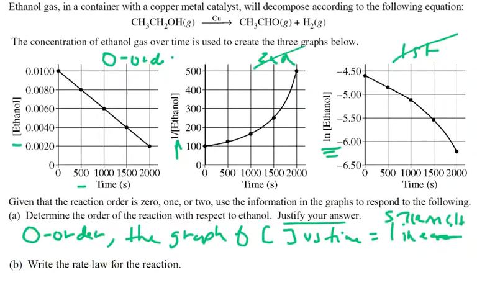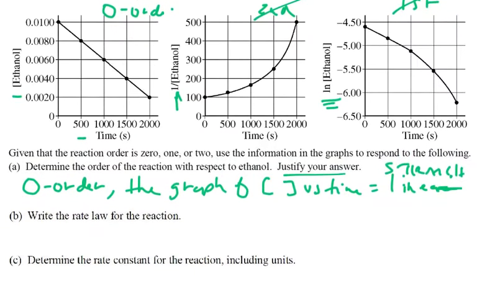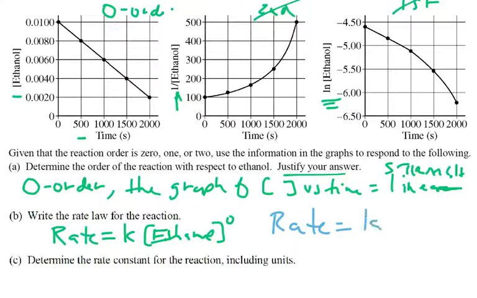Okay, the second part on here says write the rate law for the reaction. So this isn't really complex. It just says, okay, this is a zero order reaction. So what does that mean? That means rate equals k times the concentration of the ethanol to the 0 power. And what that really means is that rate equals k. Okay, because anything to the 0 power is just 1, so rate equals a constant.